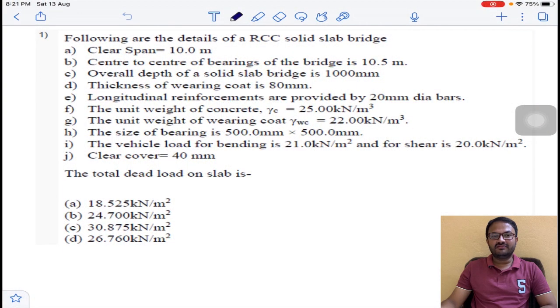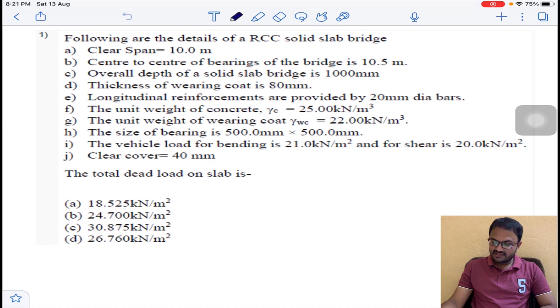Today I am going to solve the third assignment of reinforced concrete road bridges. In this assignment, there are very lengthy problems he has given. Don't be afraid of the problems by staring at them. These are all very simple problems. Okay, let's start.